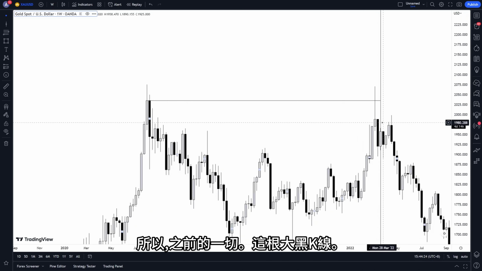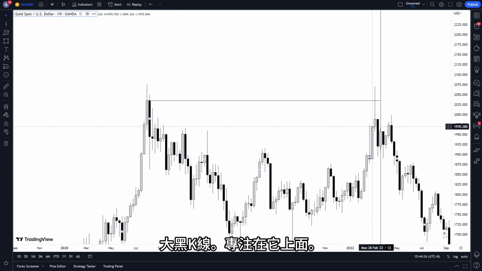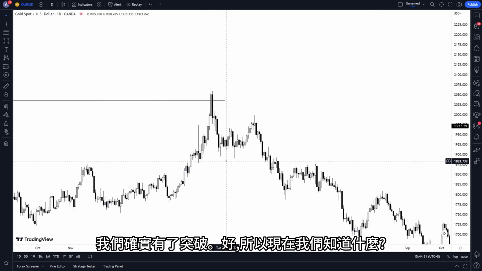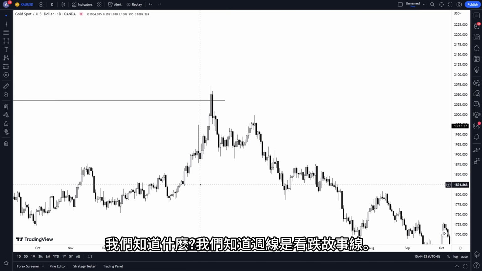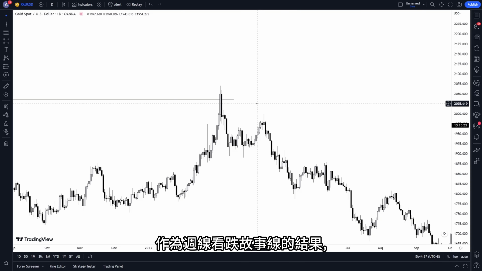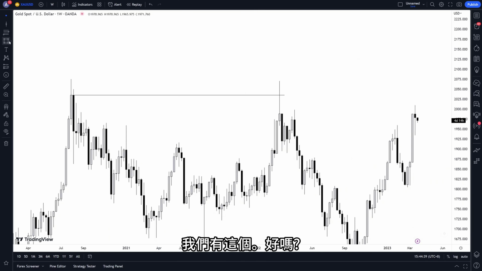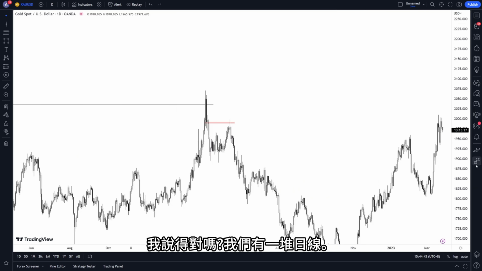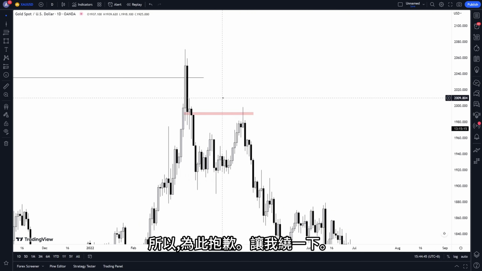So everything before this big black candle, focus on it. You can see, in the second week we do have ourselves the break. Okay, so now what do we know? We know weeklies and bearish storyline. So in the weekly, as a result of the weekly bearish storyline, we have this. Okay, inside the weekly we have a bunch of dailies. Am I right? We have a bunch of dailies.